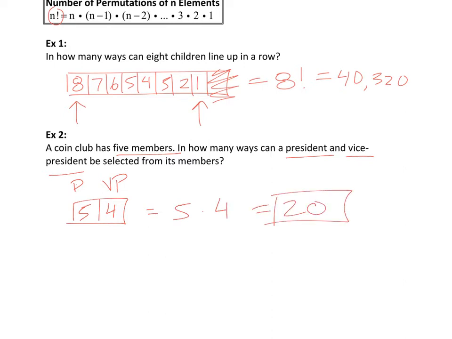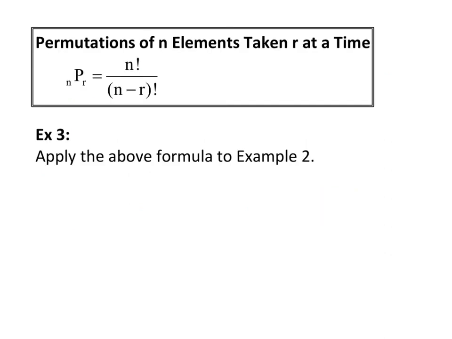Now we could have used a particular formula right here, which we'll find in the next example. Permutations of n elements taken r at a time. You have a certain amount to choose from, but you're not using all of them. You're using r of those n elements. So here we have nPr. What does this all mean? The first little number stands for how many elements you have to choose from. This small number represents how many of those elements you're choosing. Then we have n factorial over n minus r factorial. You could apply this formula to the previous example and get the same result.